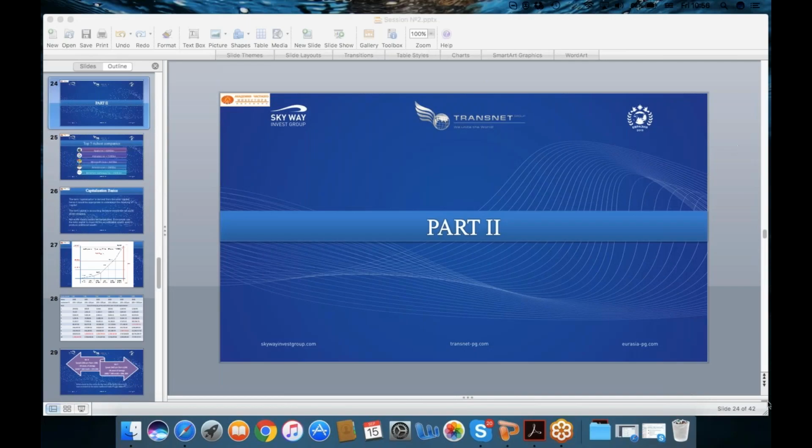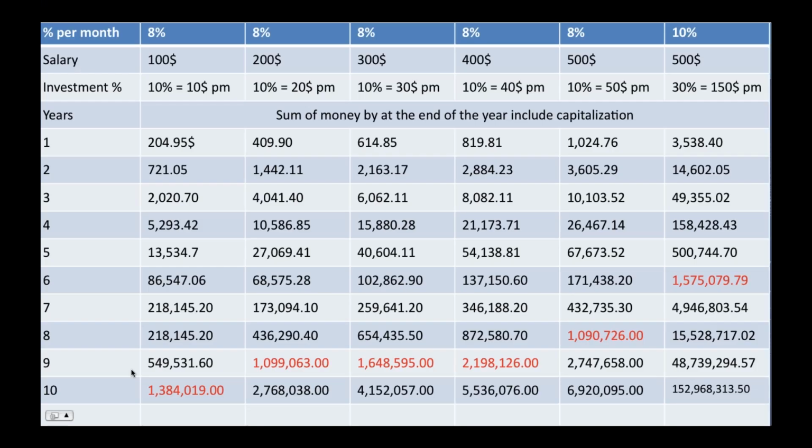And if you have a look at the last graph, which is even better, if you put aside not 10% of your income, taking into consideration that you earn only 500, but let's say you put 30% aside, which will be $150 per month, and you put it in an investment where you receive 10% yield guaranteed, then by year 6 you will end up having 1.5 million.